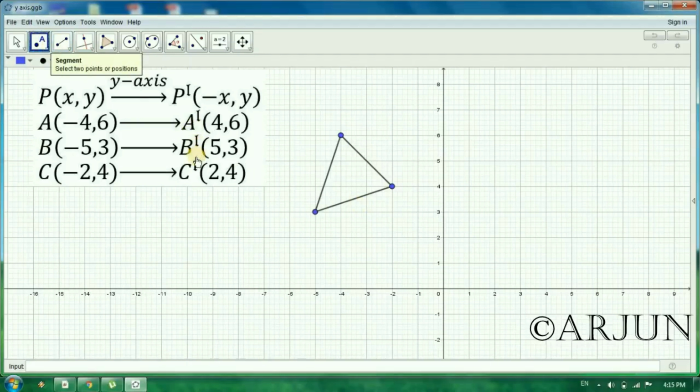Now for A', B', C', let's plot the coordinates. This point is (4, 6), then (5, 3) and (2, 4). Okay, these are A', B' and C'. Now let's join them. It is triangle A'B'C'.